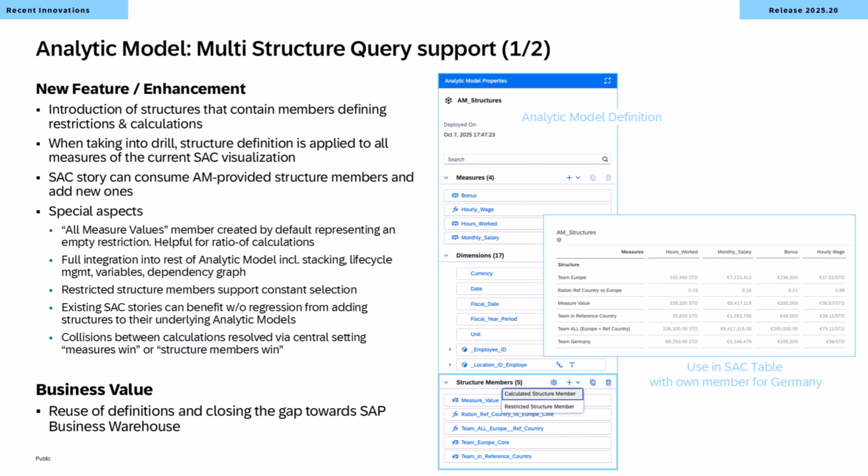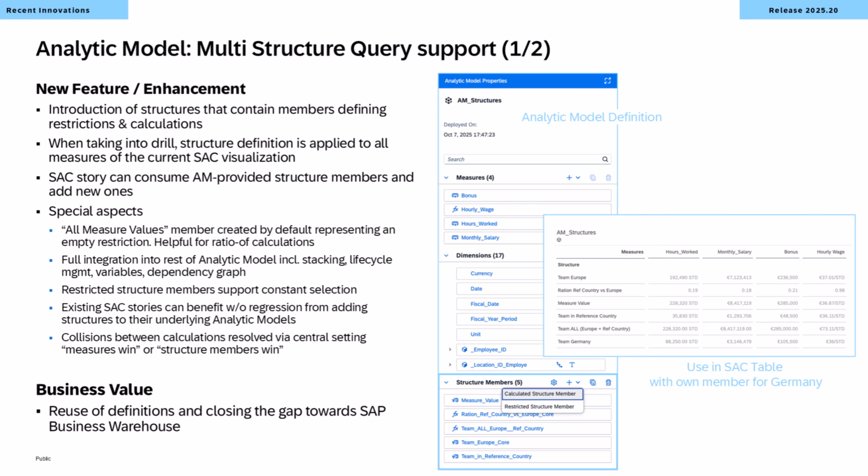And SAC can then go along and use those and either select a subset of them, all of them, or even define its own members. And SAC has had its cross calculation, which it recently renamed to structures, and now the basis of the structure can totally come from an analytic model. This is the innovation, and there are a couple of sub aspects around this. Possibly we first look at the feature and then we'll come to those in a second.